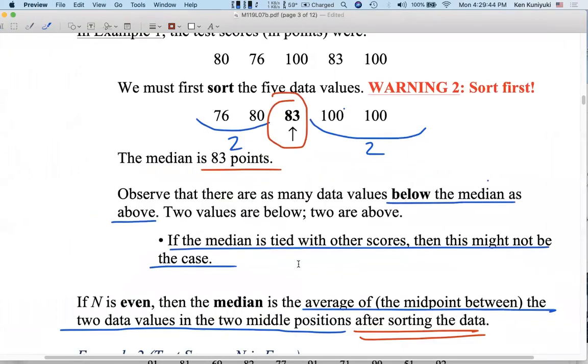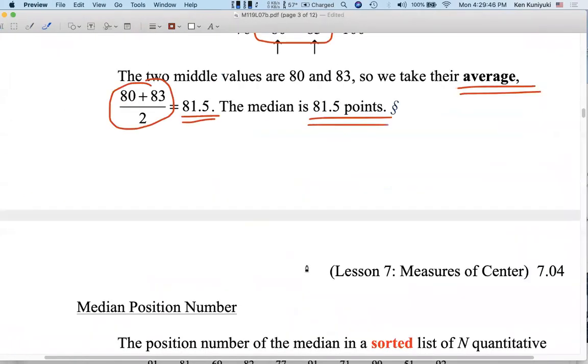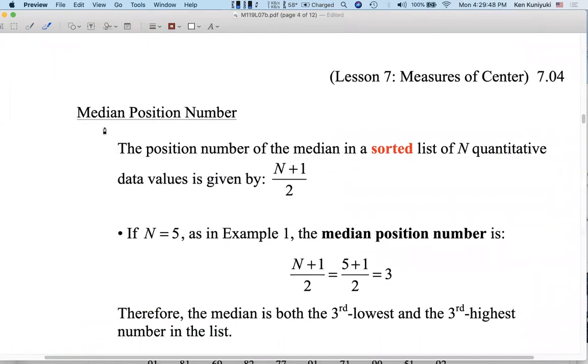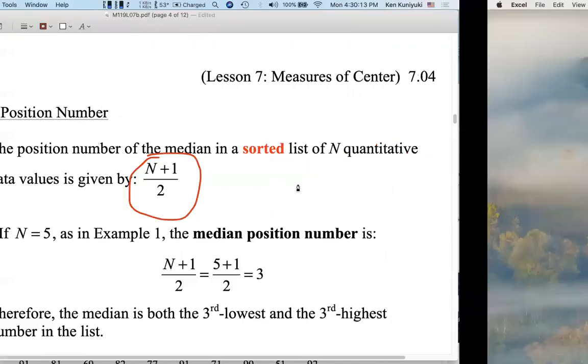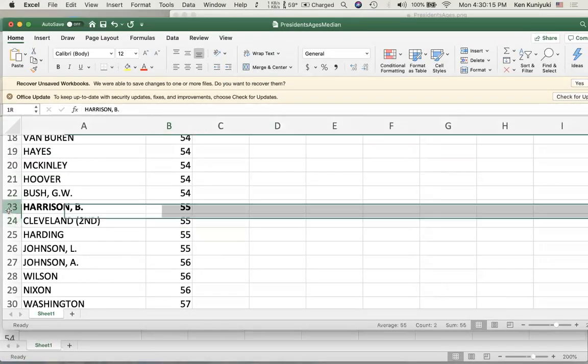So how do we find that median position number? Again, it's given by this formula. The median position number, which row in the Excel sheet do I want after I delete any header rows, like row number 1? The position number of the median in a sorted list of n quantitative data values is given by this formula: n plus 1 all divided by 2. So for the 45 presidents, 45 plus 1 is 46, and then 46 divided by 2 is 23. I wanted row 23 after I deleted the header row.